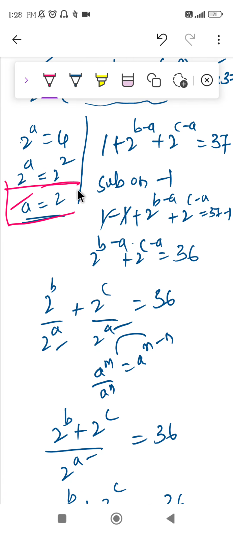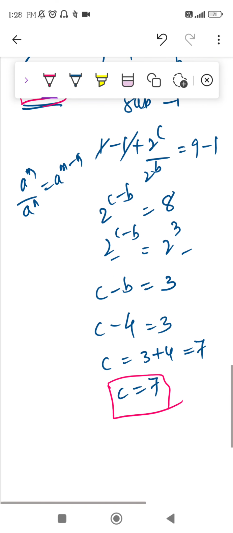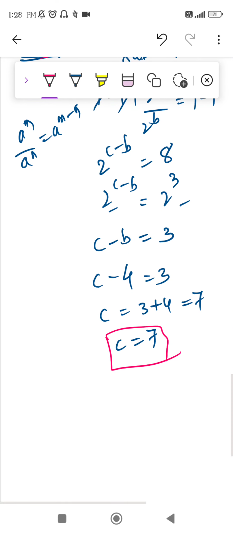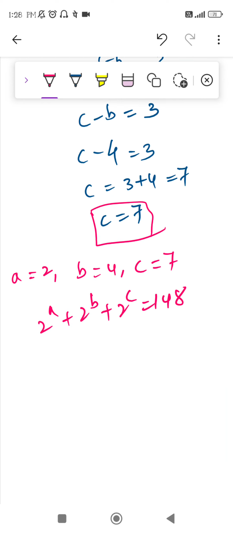And to verify whether these values are correct or not in the original equation, now putting these values. We got the values of a is equal to 2, b is equal to 4 and c is equal to 7. So putting these values in the original equation, that is 2 to the power of a plus 2 to the power of b plus 2 to the power of c is equal to 148. If we put the values of a, b, c and we get LHS equal to RHS, then these values are correct. So substituting the values, 2 to the power of 2, 2 to the power of 4 and 2 to the power of 7 is equal to 148.